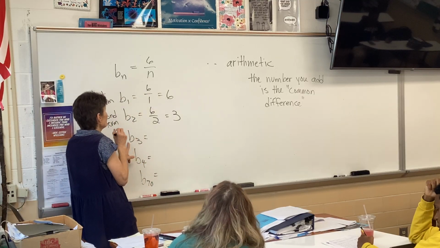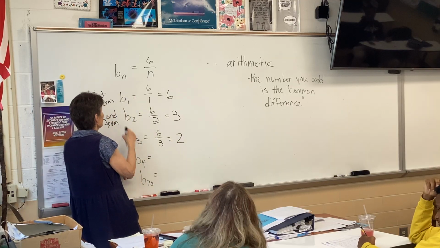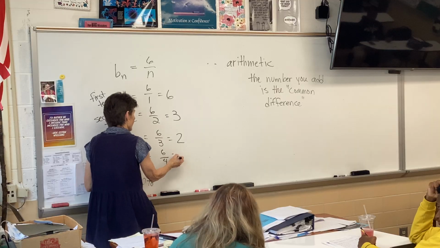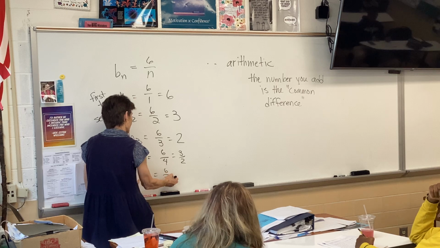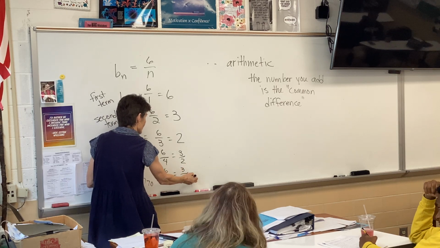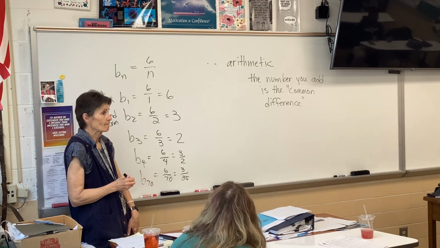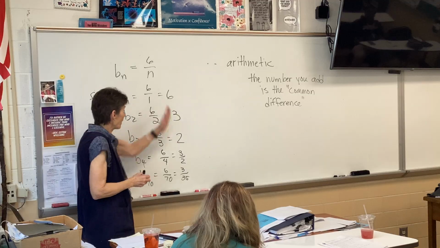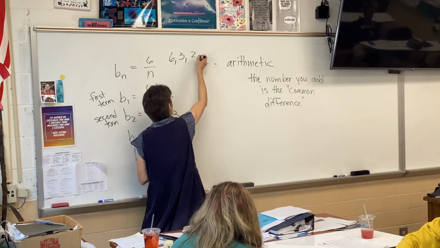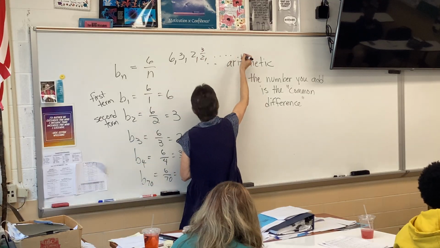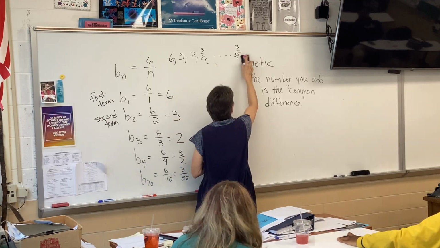B sub 3 would be, B sub 4, and B sub 70. I reduce my fraction, 6 over 35. Now, I've got them written vertically, but the sequence would look like this. 6, 3, 2, 3 halves, dot, dot, dot, dot, 3 35ths. That's your list of numbers.